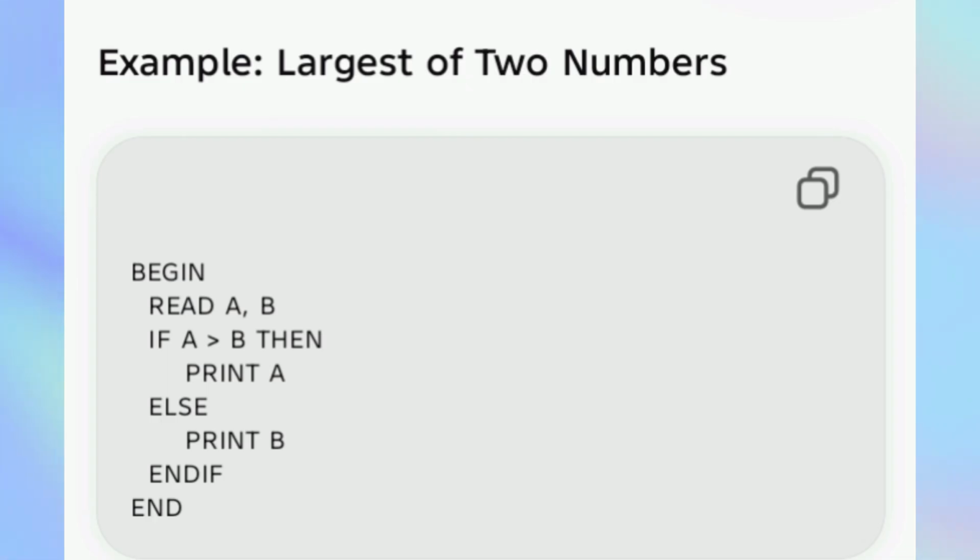Example, largest of two numbers pseudocode. Begin, read a, b. If a greater than b, then print a, else print b, end if. This is a sample code to find the largest of two numbers.